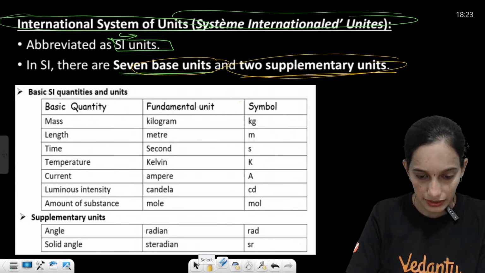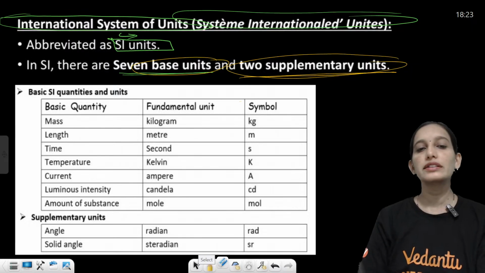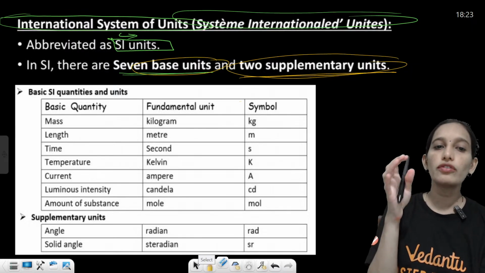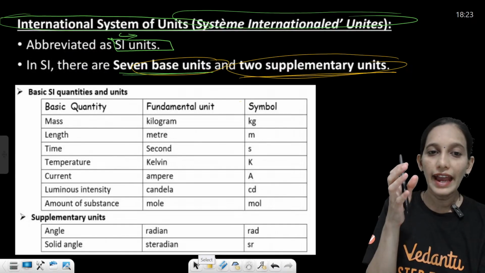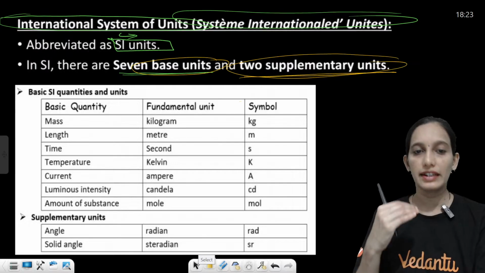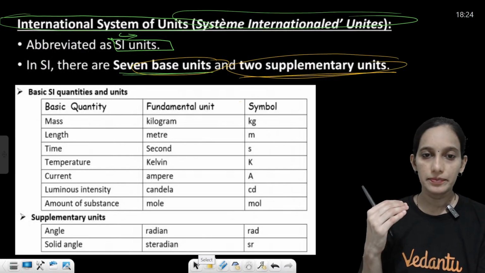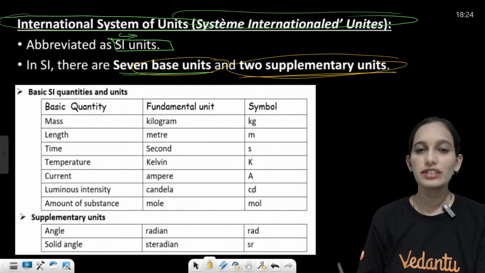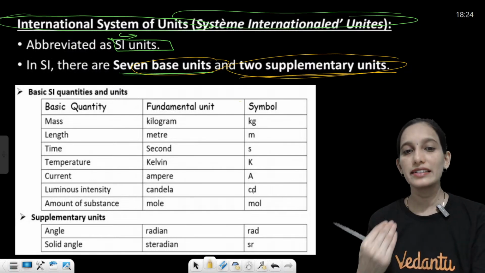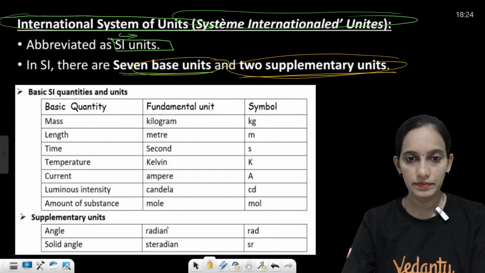Yeah, I think somebody is asking what is luminous intensity, right? Luminous intensity is like the amount of energy per unit area per second. So that is your luminous intensity. It is related to your light intensity measurement, which is measured in candela.